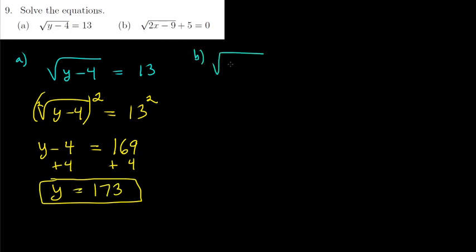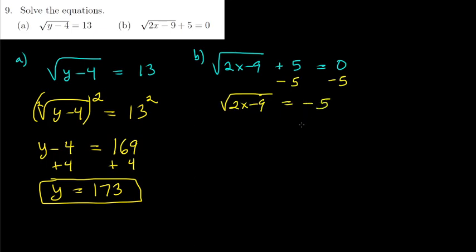Part B, very similar. We have the square root of 2x minus 9 plus 5 equals 0. So now notice the plus 5 is not underneath the square root. The square root does not extend above the plus 5. So I would subtract the 5 from both sides. By doing that, I've isolated the square root. You notice that in part A, the square root was already on the left side. So that's called isolating the square root. Now we can get rid of the square root by just squaring both sides.